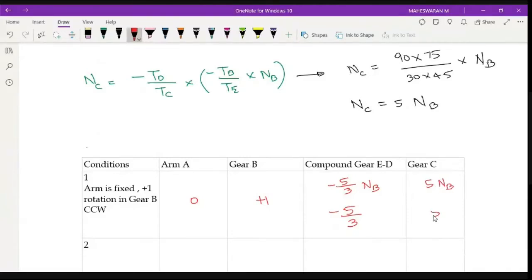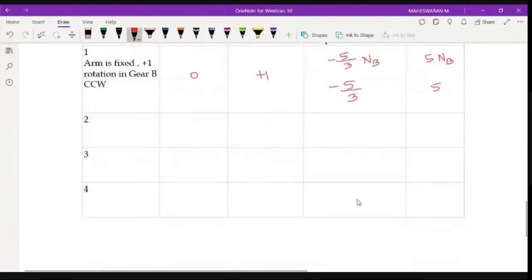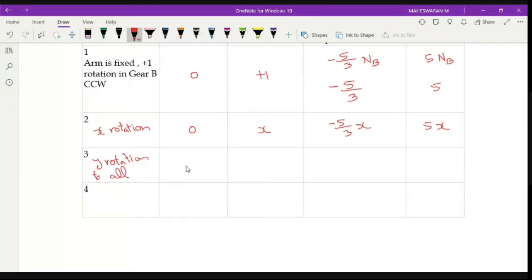Right. So which means I will get 5. Next step is I have to give X rotation, which means Arm X fixed. So when I multiply with X, I'll get this. Next, giving Y rotation to all. It means +Y, +Y, +Y, and +Y. Alone, we will get Y.